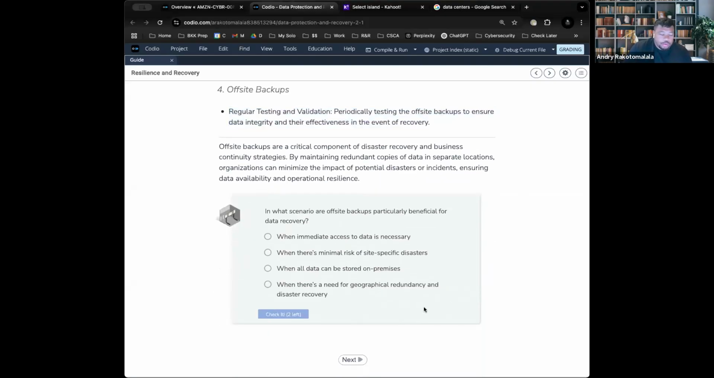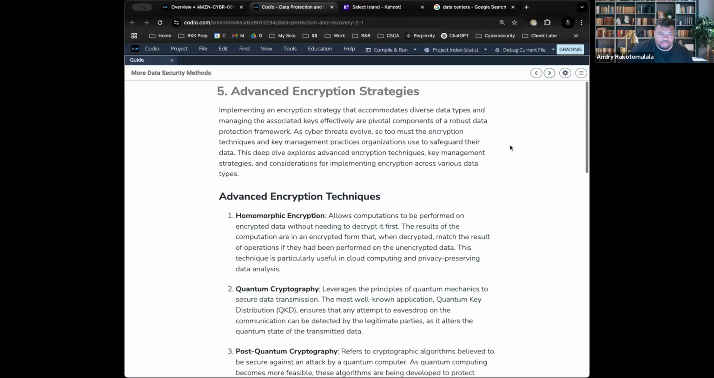Great question. Quiz time. Quiz thread. So, A, B, C, or D. In what scenario are offshore backups particularly beneficial for data recovery? A, B, C, or D. All right. Everyone is saying D. That is correct. So if you want something offsite, well then it's because you need geographical redundancy for disaster recovery. Very great. Thank you to all of you who answered on the thread.